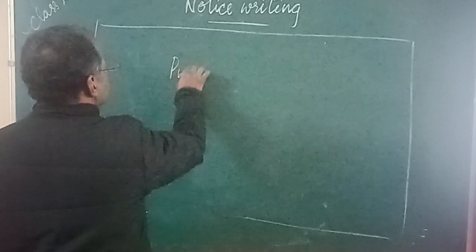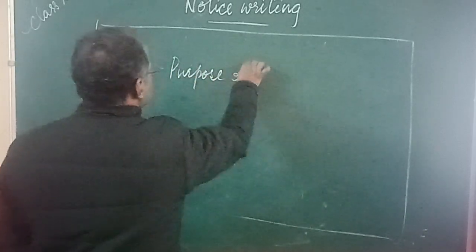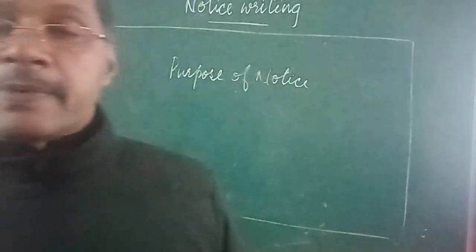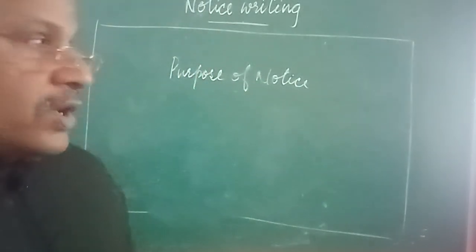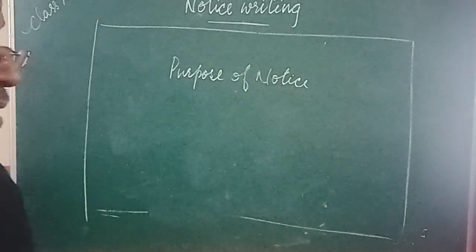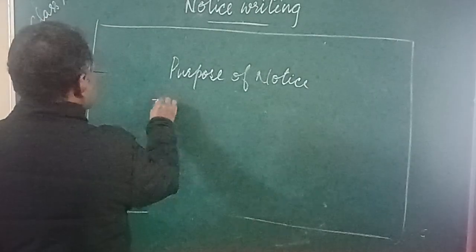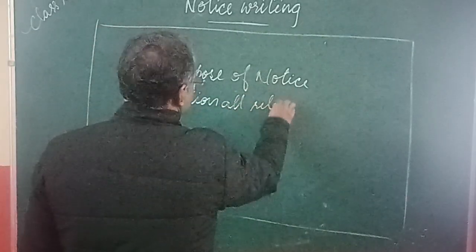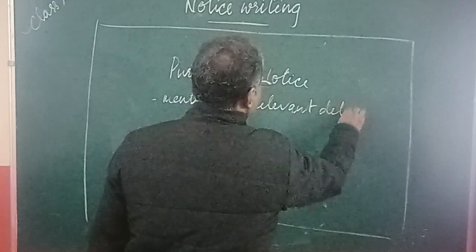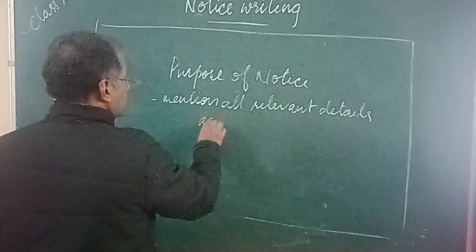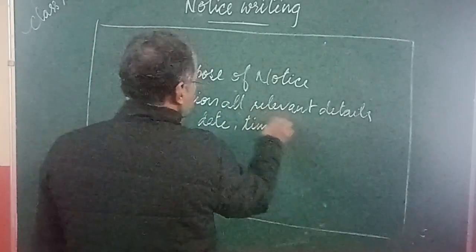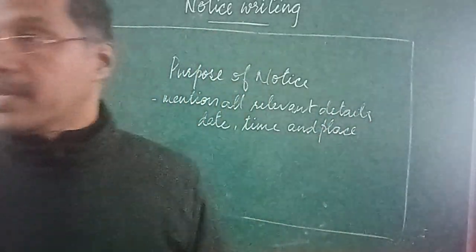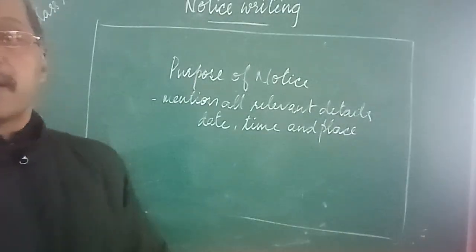So what is the purpose of it? Purpose of notice. That is the first thing that you have to keep in your mind. What is the purpose of the notice? The purpose is actually to impart some information. Okay, so what is the information that is given, and mention all the relevant details. It includes date, time, and place. So these are the things that have to be there when you are writing a notice.